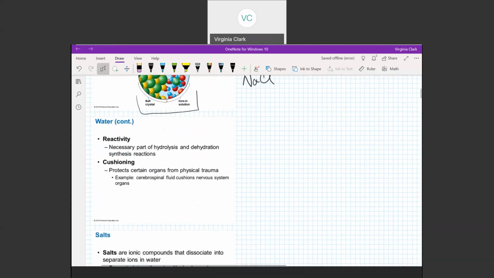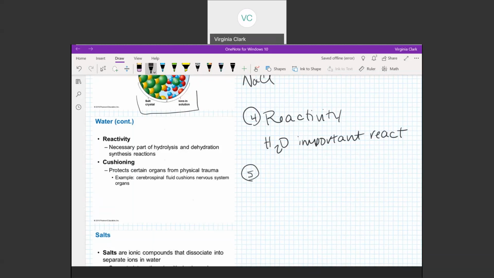Okay, the next property of water is going to be reactivity. This essentially means that H2O is a very important reactant. It has the ability to react in chemical equations and be a really important part. Some reactions will actually require H2O in order to occur. And since most of our body is run with chemical reactions, water is very important.